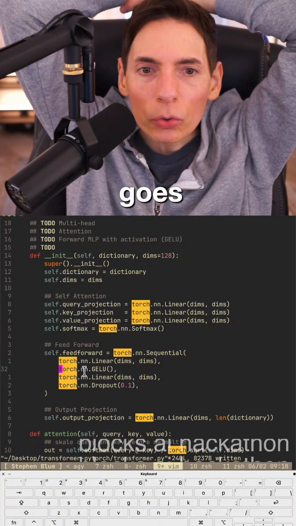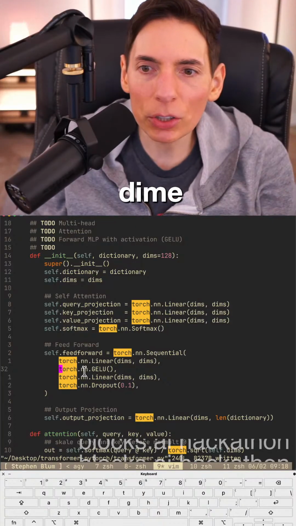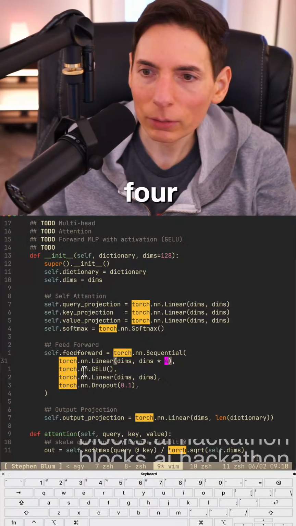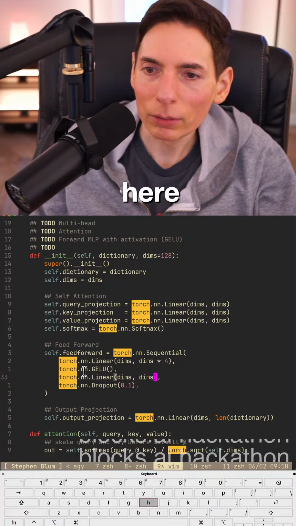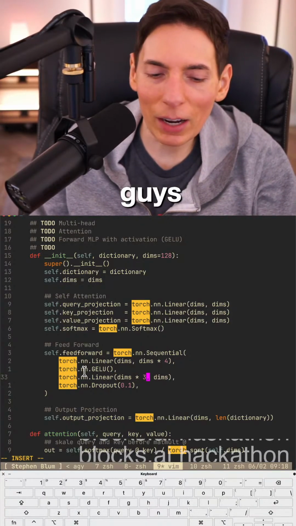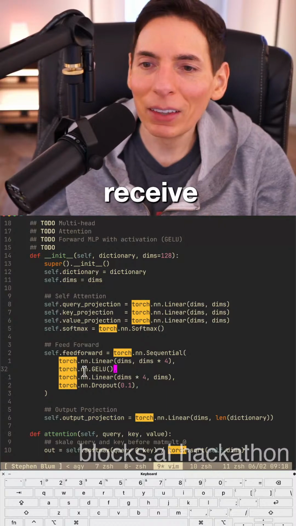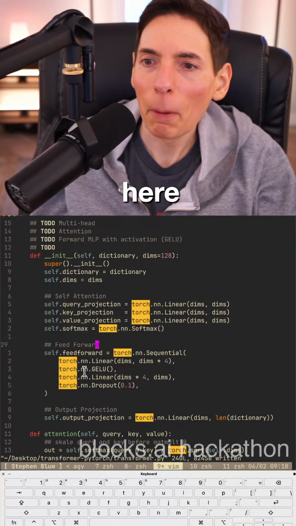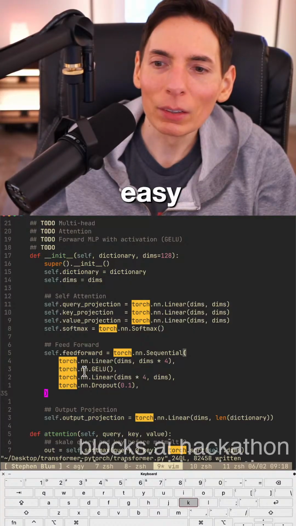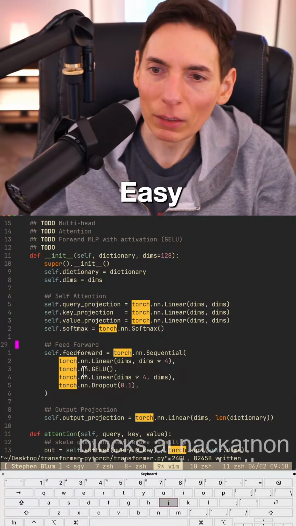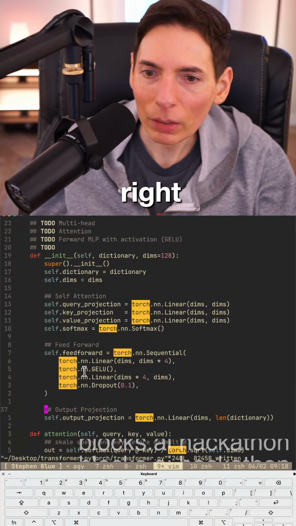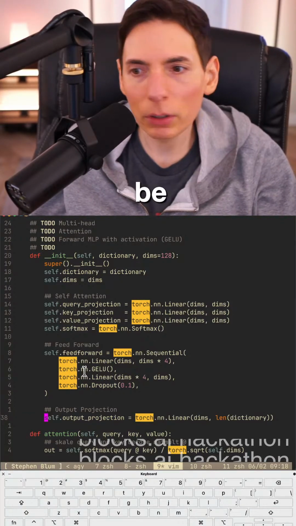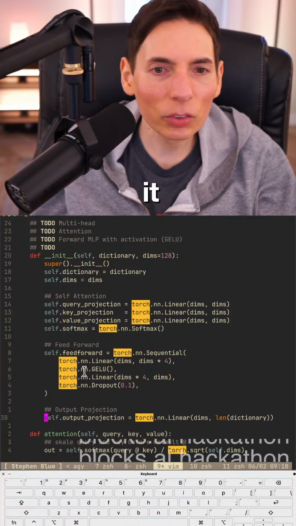Usually the linear layers go to 4 times the dimensions. So you want to make them bigger, times 4. So we could do times 4 here. All right, you ask and you shall receive. There you go. So we got a little bit bigger here. Boom. Easy. All right. Then we output our final projection to the number of tokens. We should be good to go. I think that's it. Simple and easy.